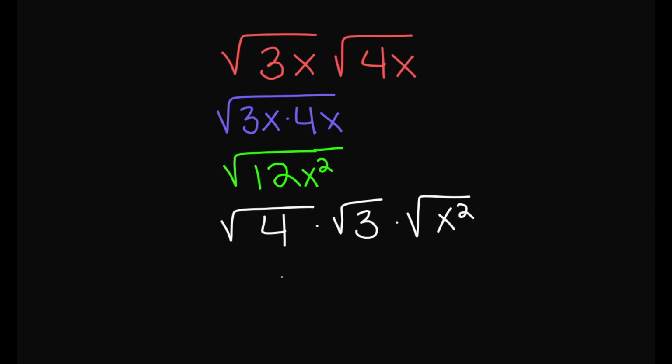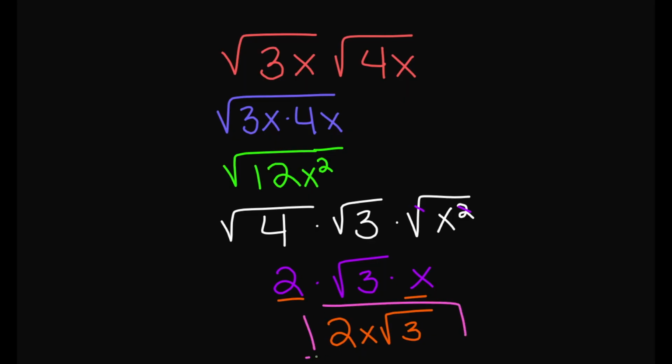The square root of 4 is going to equal 2, times the square root of 3. I cannot simplify that any further, so I'm just going to leave that alone. And then the square root of x squared, these 2's are going to cancel out, so you'll just be left with x. Now, when we combine all of these, you're going to get 2 times x, which gives you 2x, and then times the square root of 3. And your final answer here is 2x times the square root of 3.